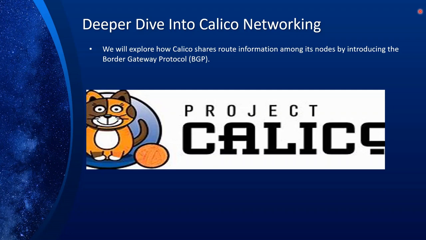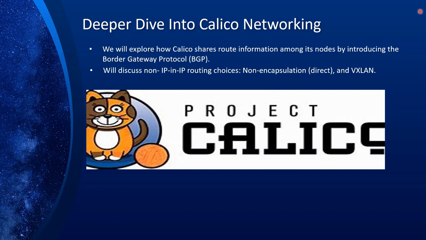You're going to talk about a protocol called Border Gateway Protocol, or BGP, and that is something that Calico leverages in order for it to share routing information between nodes. And then following that, we will discuss non-IP and IP routing.